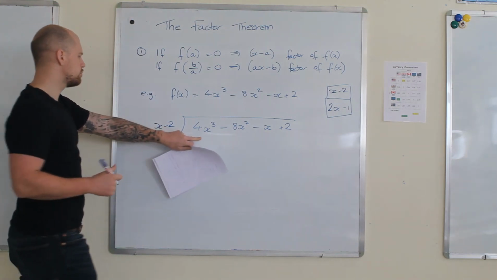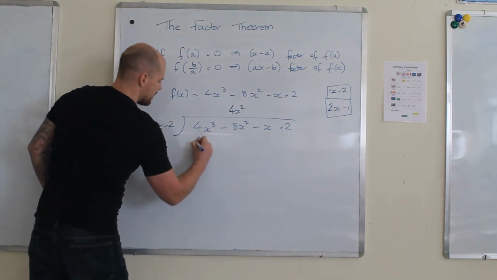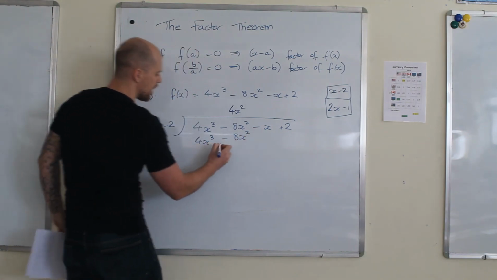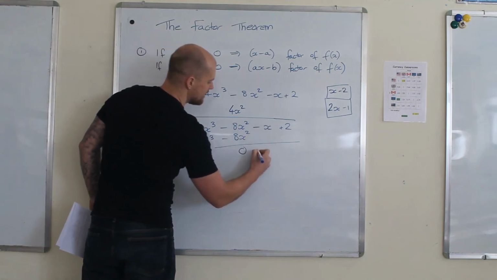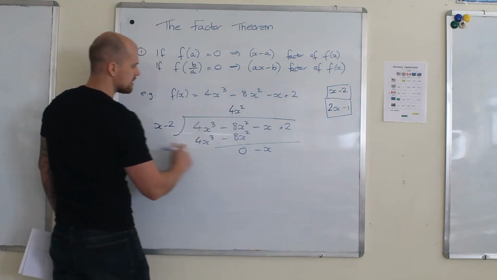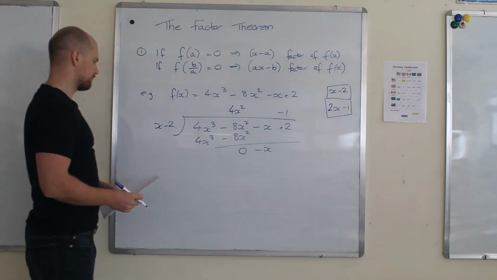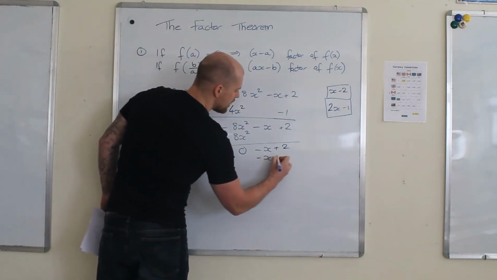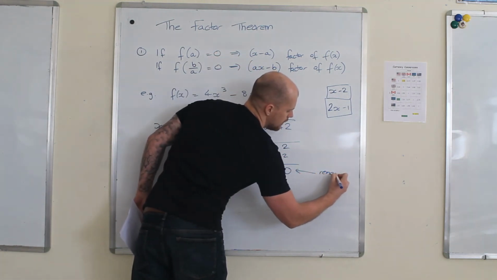X goes into 4x cubed 4x squared times. Then you multiply it back, that gives me 4x cubed minus 8x squared, which is great because that means they both cancel. When you subtract them, I get 0. I'm going to bring it down. So I've got minus x, so minus x goes into that minus 1 times. I have a 0x there. So we've got minus x and plus 2, and when you multiply it out, you indeed get minus x plus 2. So this bit here is the remainder.